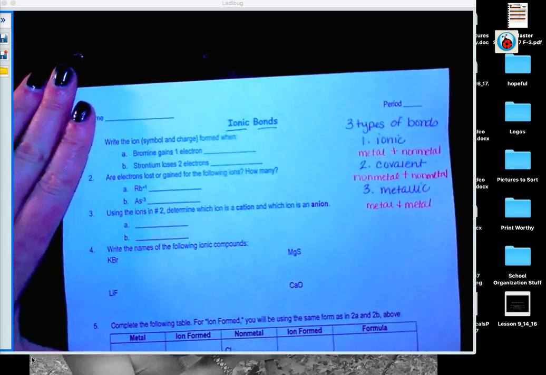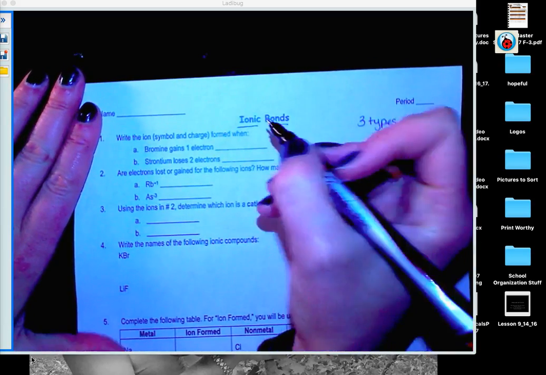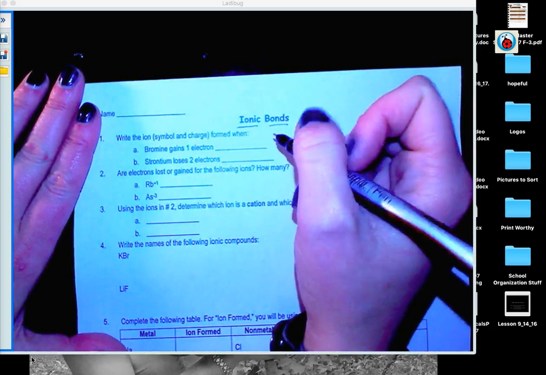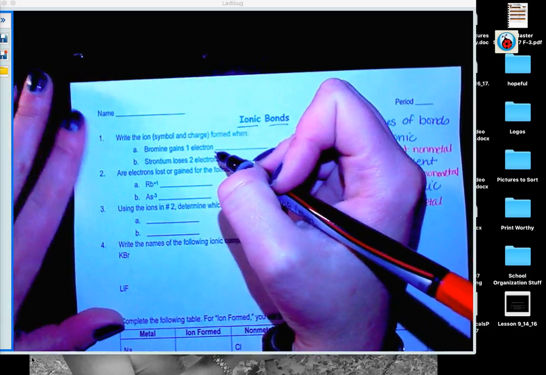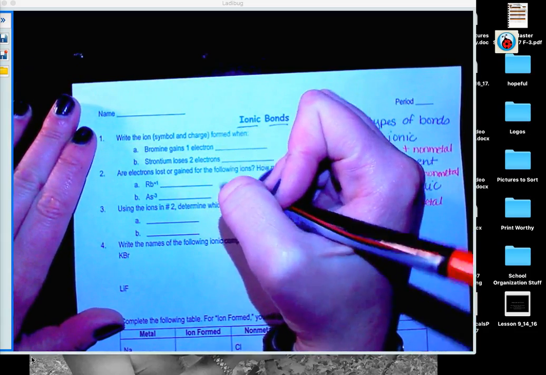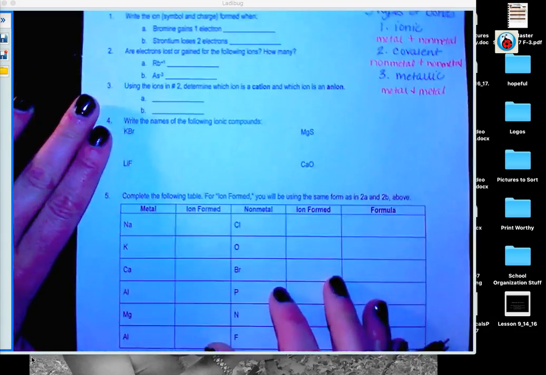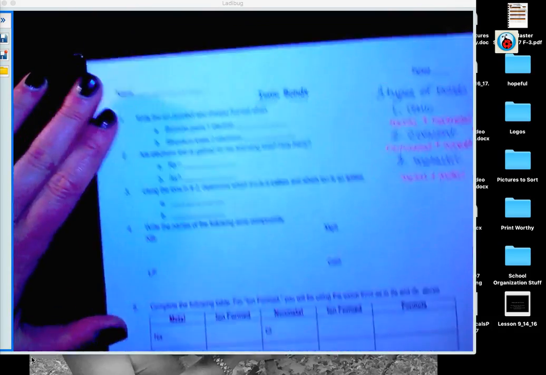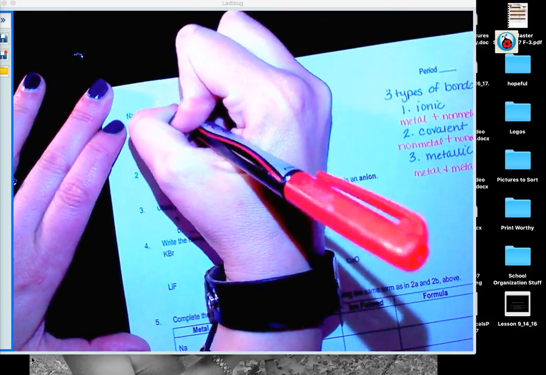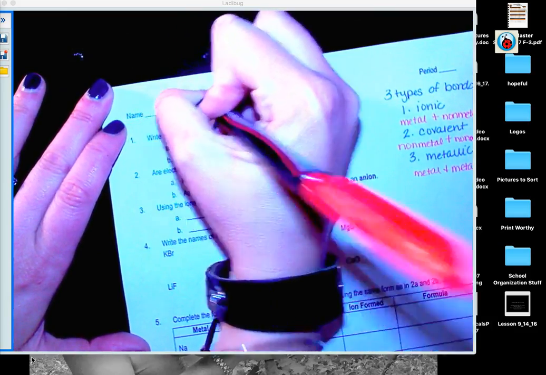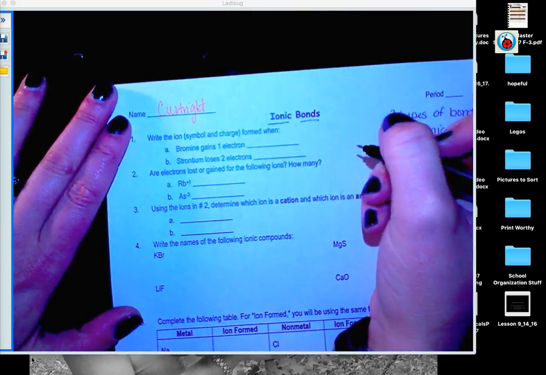And the first thing that we're going to talk about today is how to write the symbol and the charge when specific things happen. In this case, I'm going to go over the first one of each section with you. And if you see down at the bottom, you guys have lots of extra practice down there. Put your name on your paper while we're thinking about it.